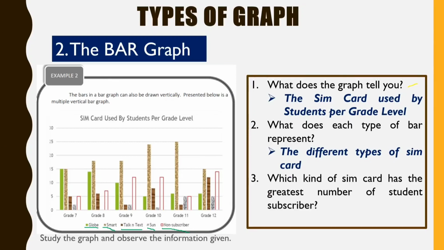Question number 3, which kind of SIM card has the greatest number of student subscribers? We can easily determine that by looking at the graph. So here, this SIM card gets the most subscribers, and that is the color for Smart. So we can say that most of the students are subscribed to or use the Smart SIM card.